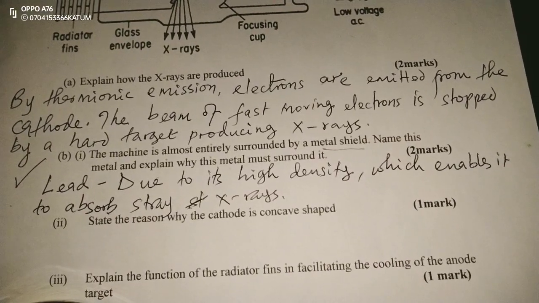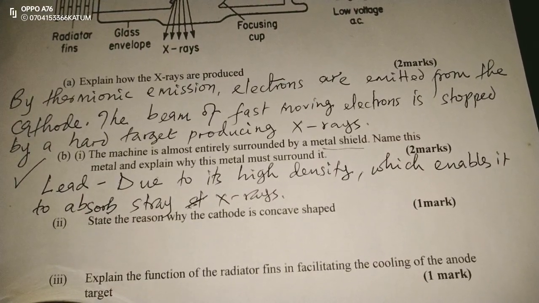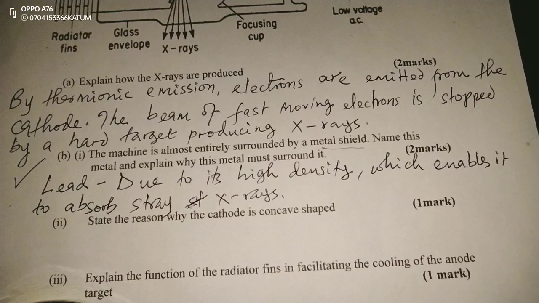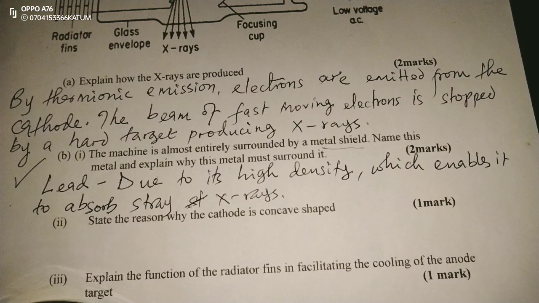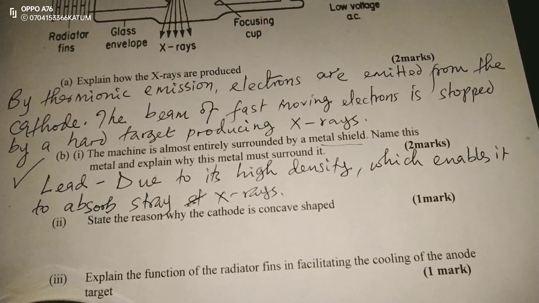Remember, X-rays are harmful to the skin and to the cells of a human body. Therefore, if the person operating the machine is not guarded by a high density metal, and in this case lead, actually thick lead, then the person operating will be endangered. Therefore, to ensure that stray X-rays do not penetrate, we use lead, which has high density.